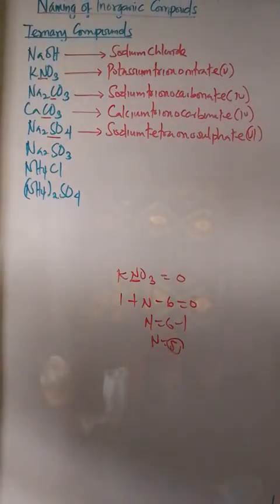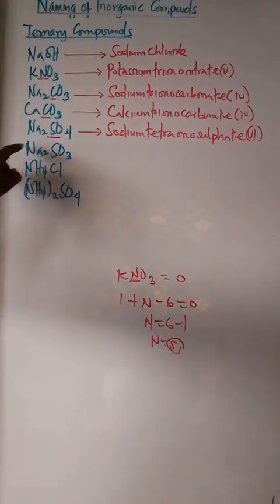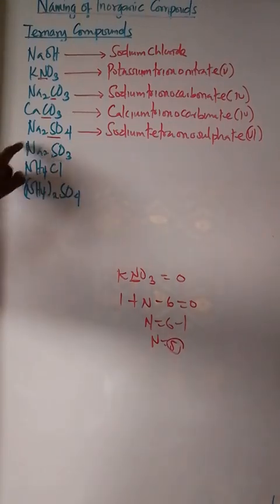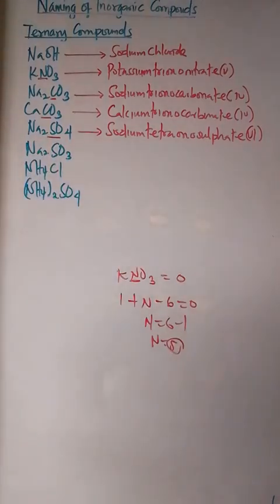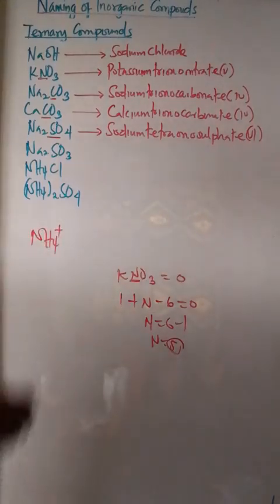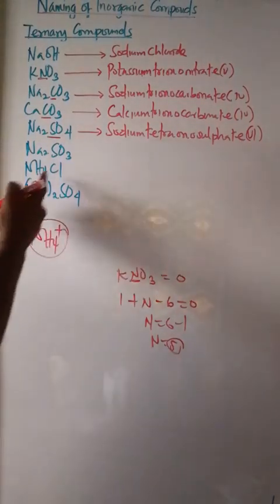How about this one? I will not write it out, do that yourself. So this is sodium trioxosulfate. This one should be 4. Sodium trioxosulfate 4. This one I didn't give you the ion before. So this ion is called what? Ammonium ion. So this one is just ammonium chloride.